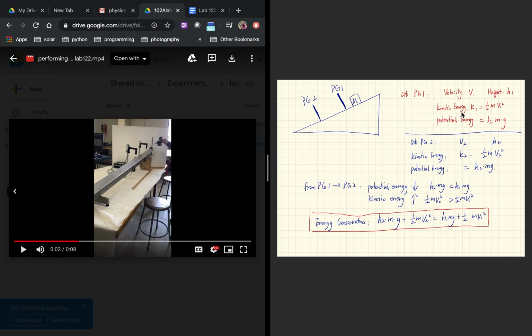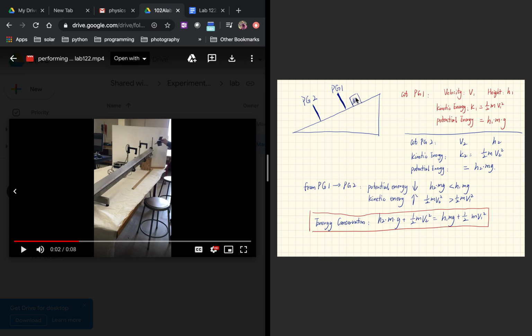And kinetic energy is determined by the velocity of the object. So if the object moves faster, which means the kinetic energy is larger. Alright, so the equation to calculate the kinetic energy is 1/2 times m, the mass of the object, times v squared. So this v is the velocity of the object.